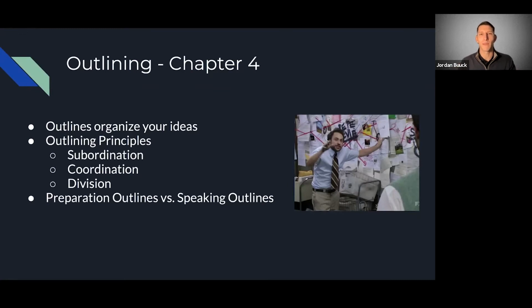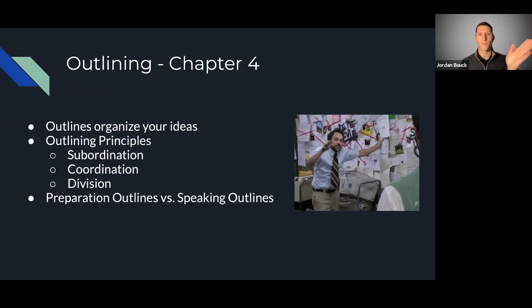So there's 3 big principles that we wanted to cover. We've got subordination, coordination, and division. So subordination is just about creating a hierarchy for our ideas. So you'll see visually on the outlines, you'll have Roman numeral 1 for the intro, Roman numeral 2 for the body, Roman numeral 3 for the conclusion. So that's just saying that those 3 sections are equal in significance.